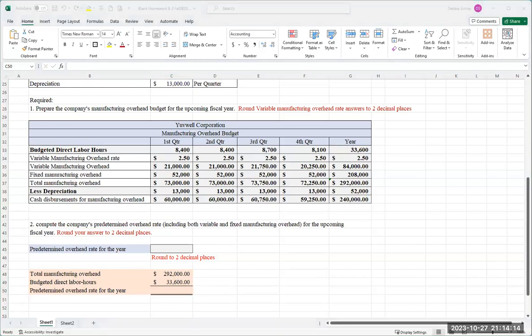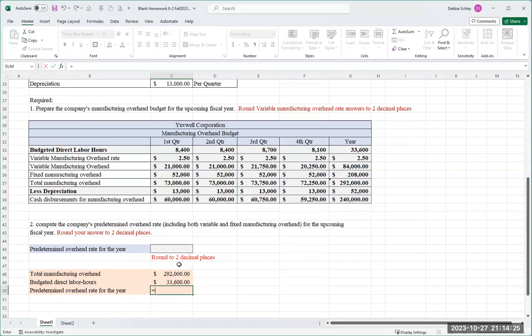Okay. And then if you recall, the way to figure out predetermined overhead rate for the year is going to be total manufacturing overhead cost divided by budgeted direct labor hours. So my answer is $8.69. And that is how you get that.